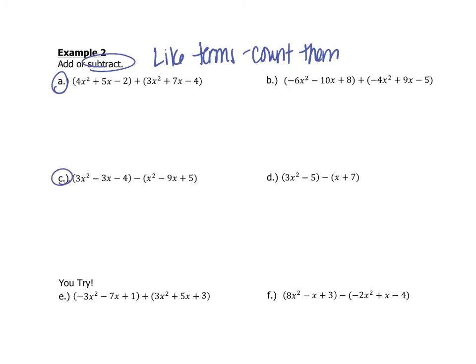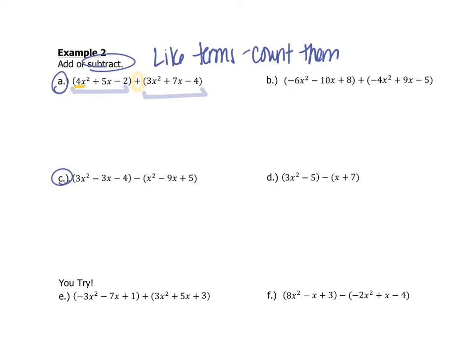So the first one, how do I know what operation is happening? I have one group of terms here, and then I have another group of terms there, separated in the middle by an addition symbol. So that's how I know what operation is happening. Once I identify the operation, then I look for like terms. I like to underline and circle and box.